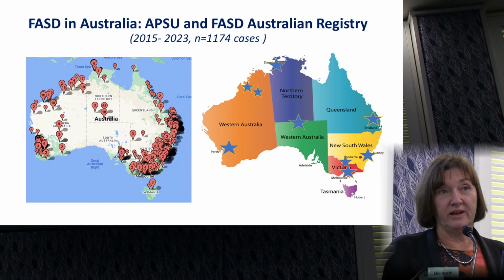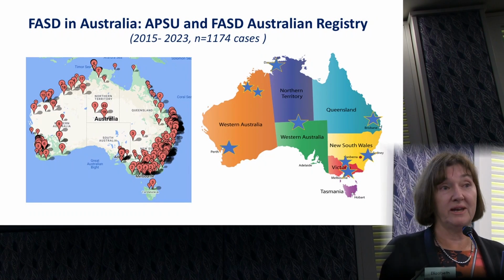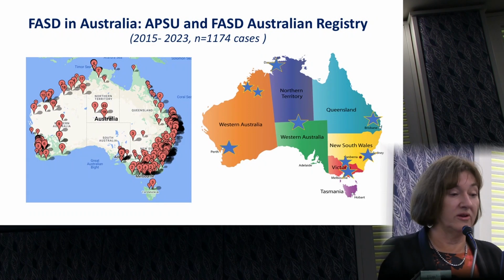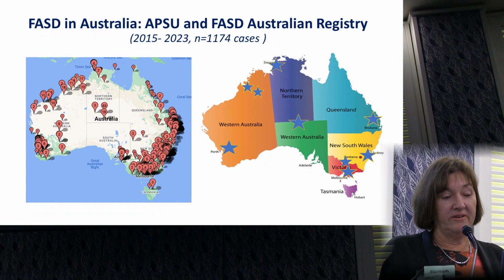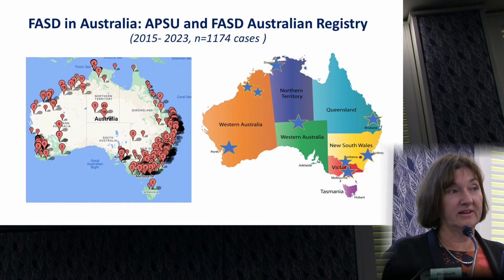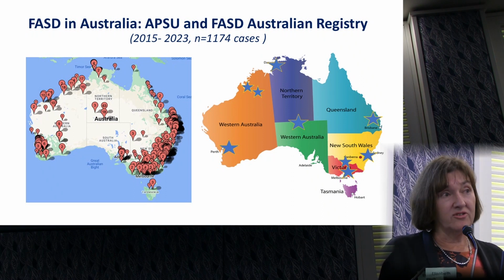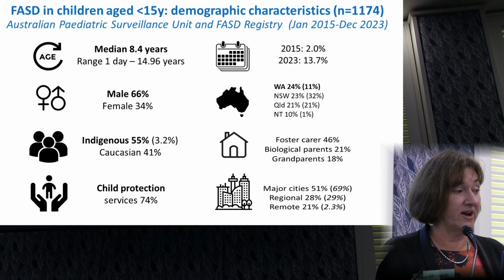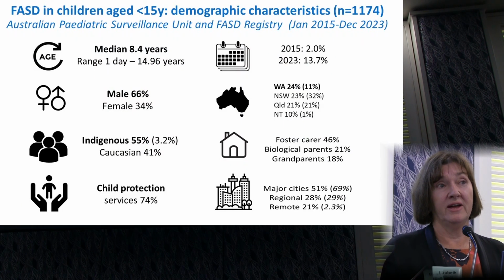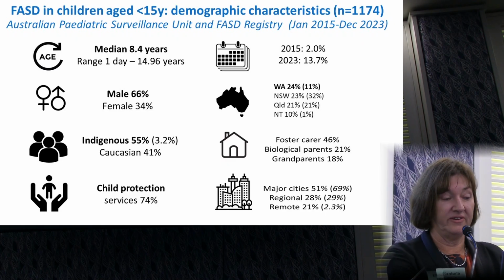And we get reports from paediatricians all over the country, but you can see that there's a bit of a dearth of paediatric services in many of those remote areas in central and northern Australia. And the map on the right shows where government-funded clinics currently exist, so they're few and far between, but should be able to provide leadership and training. So what do we know? Just a snapshot of from this national data now of children under the age of 15.